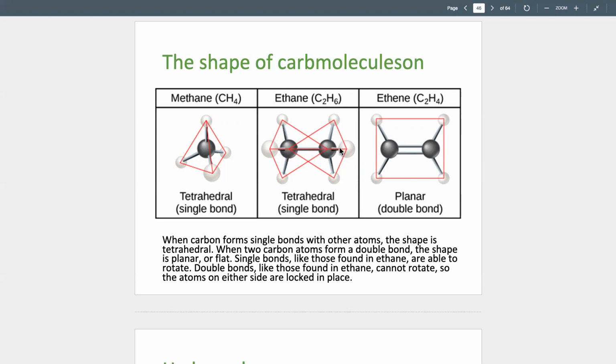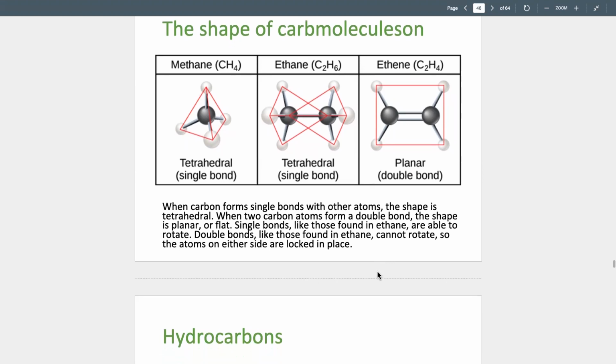So they form this tetrahedral shape where it comes in on itself like this. So you can see the triangle point here coming down, and this triangle point here coming down. They're trying to basically get as far away from each other as possible. If you have a double bond, so that makes you only have 2 hydrogens on each carbon, they're going to again try and get as far away, and it'll be a planar shape. So this is all in the same plane, where these are obviously not in the same plane. You can see this one is coming out of the screen here, where this one's going back into the screen. So when they form single bonds with other atoms, the shape is tetrahedral. When 2 carbon atoms form double bonds, the shape is planar or flat.